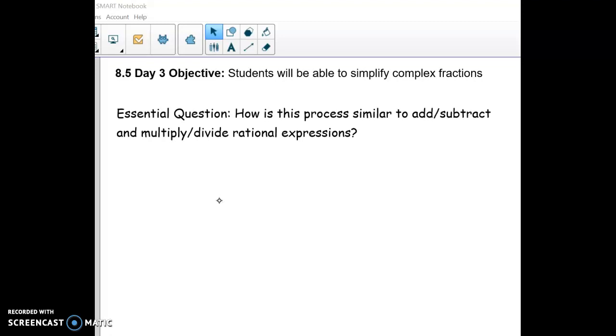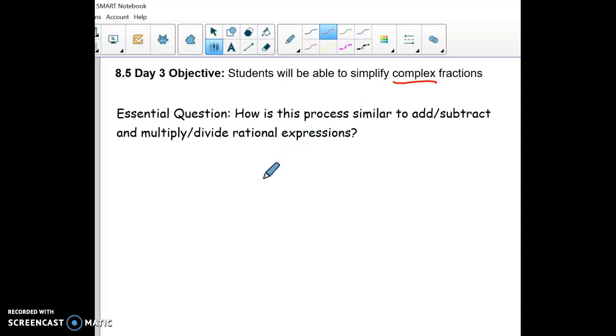All right, welcome to 8.5 day 3. The goal for today is to be able to simplify complex fractions. Okay, and all a complex fraction is, it's like a fraction inside of a fraction. So basically, this is just crazy fraction skills. So we've got to have all the skills we've been practicing, just with fractions inside a fraction.